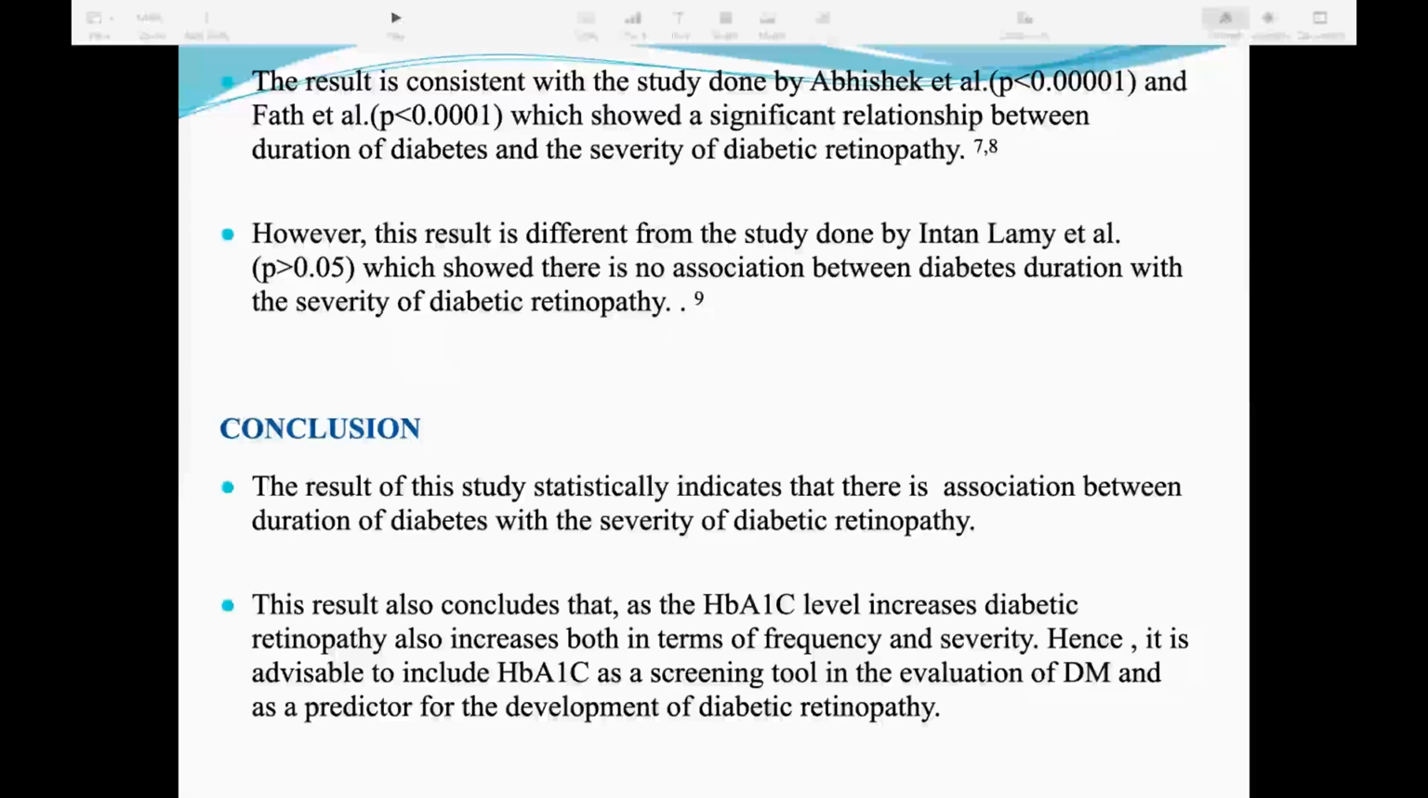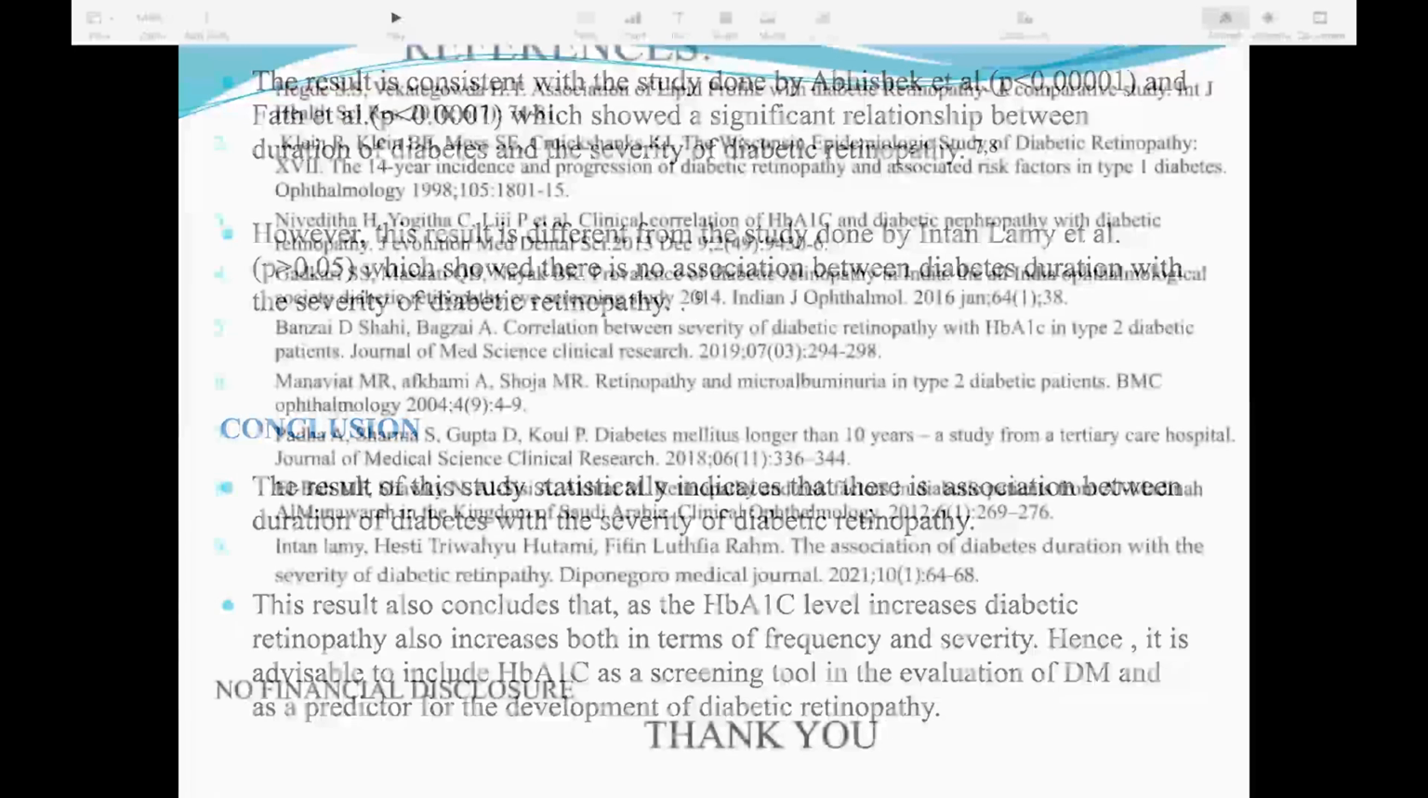Conclusion. The result of the study statistically indicates that there is an association between duration of diabetes and the severity of diabetic retinopathy. This result also concludes that as the HbA1c level increases, diabetic retinopathy also increases, both in terms of frequency and severity. Hence, it is advisable to include HbA1c as a screening tool in the evaluation of diabetes mellitus and as a predictor for the development of diabetic retinopathy. These are my references. Thank you.